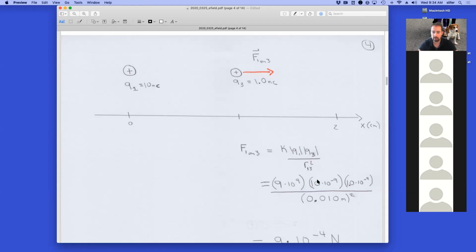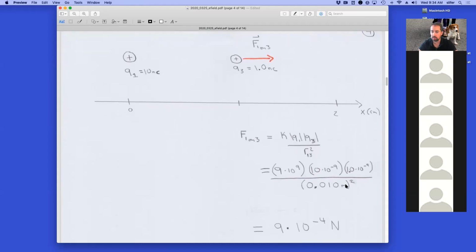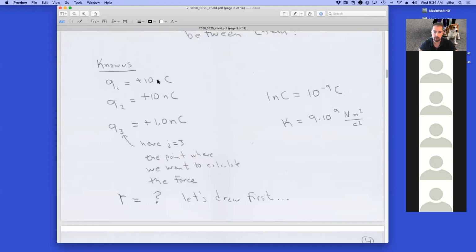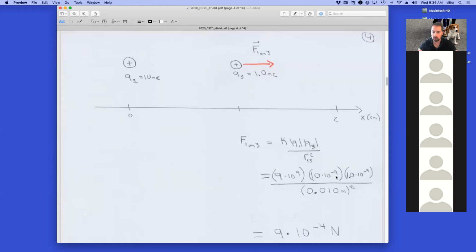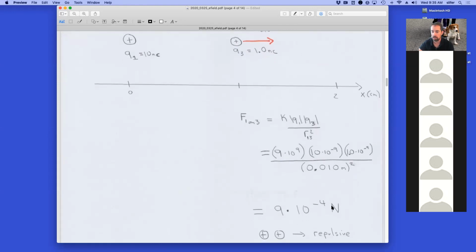So I have everything I need now. Again, I'm being a little bit lazy here. I put the meters there, but I didn't put all the other units. But I know in my head, I did my due diligence up here, and I put everything into SI units. So this is SI units of Coulomb, Coulomb. This is my Coulomb's constant in SI units, and this is in meters. So I know in the end I'm going to get SI units, which is newtons there.